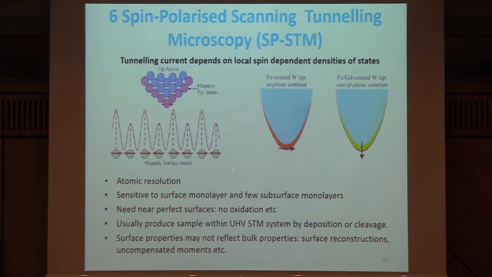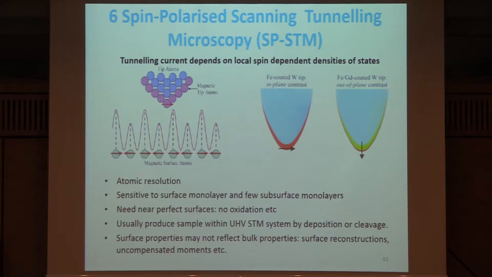But you can do more. You can make your tip magnetic. Very, very hard this. But you get your tip and then you coat it. And here, this is iron on tungsten. It turns out that if you do that, there's an in-plane magnetization. Well, there isn't a plane, but at the very end of the tip, it points perpendicular to the vertical. If you put a bit of gadolinium on it, and then iron on gadolinium on tungsten, it's perpendicular to all that.